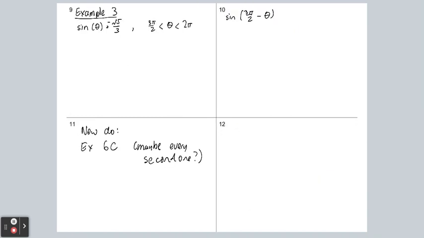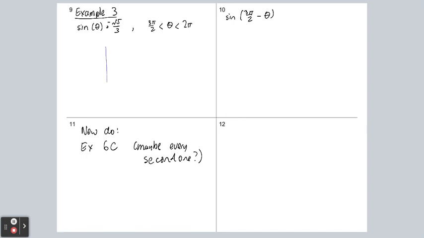Okay, here's example 3. Example 3 is actually no harder than example 2. I'm just doing a lot more of a twist. When you get the hang of it, you'll be okay, trust me. So for example 3, we have sine of theta equals negative root 5 on 3, and theta is between 3 pi on 2 and 2 pi. In other words, it's a reflex angle all the way around.